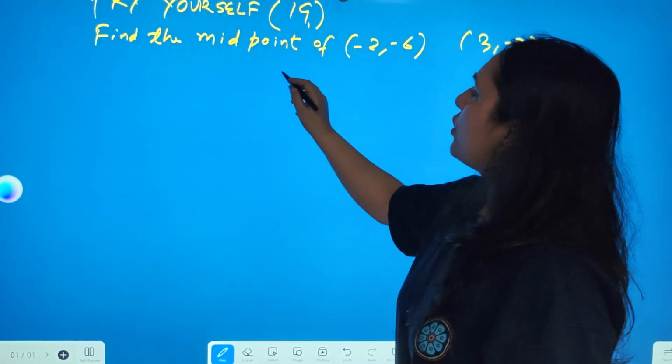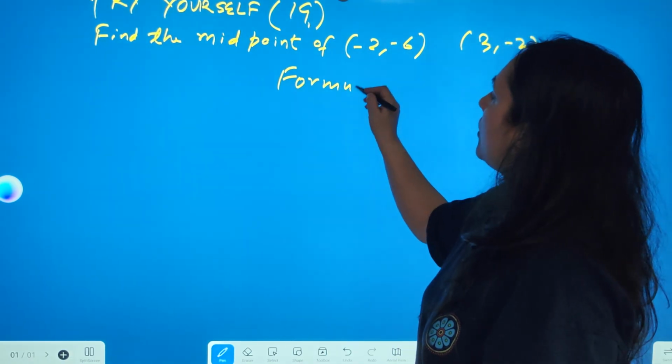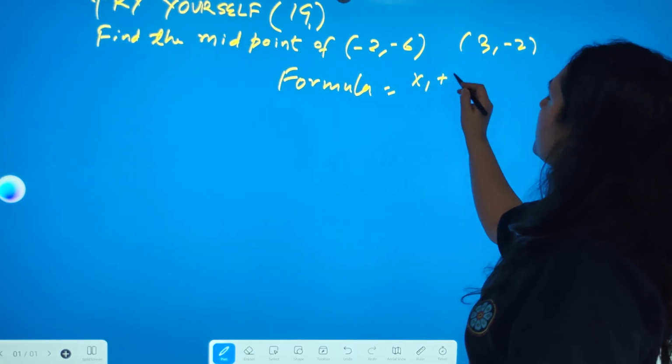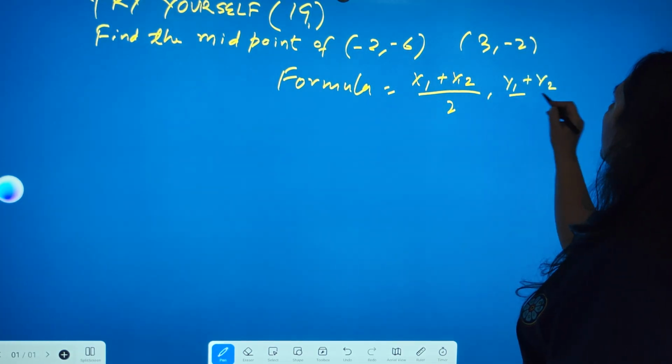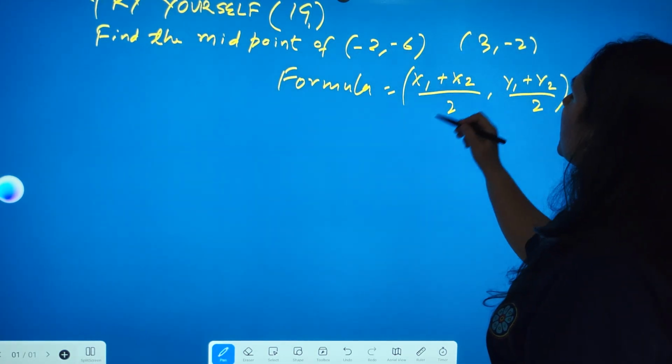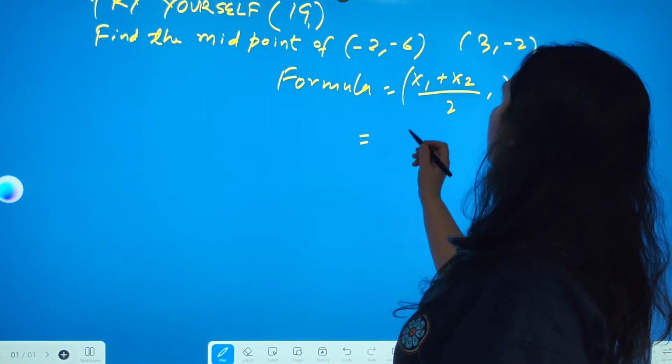What is the midpoint formula? That is equal to (x1 plus x2) by 2 and (y1 plus y2) by 2. This is the midpoint formula, right? Now find the midpoint.